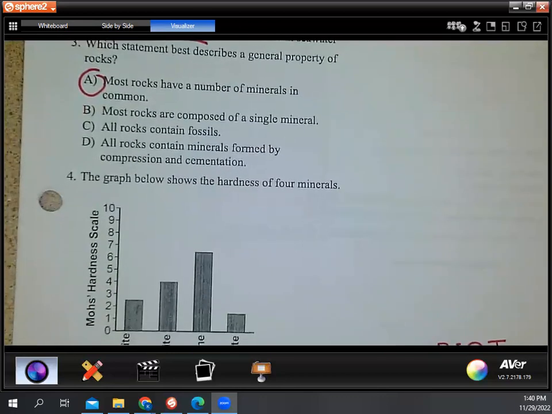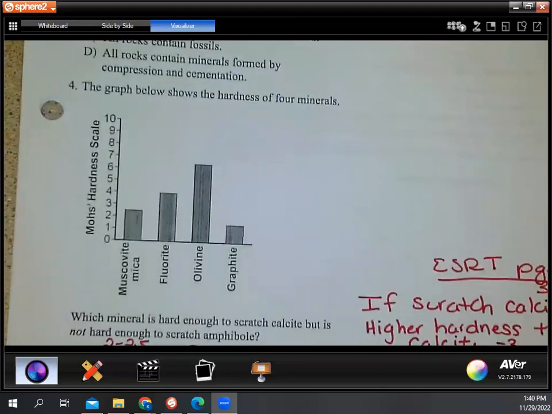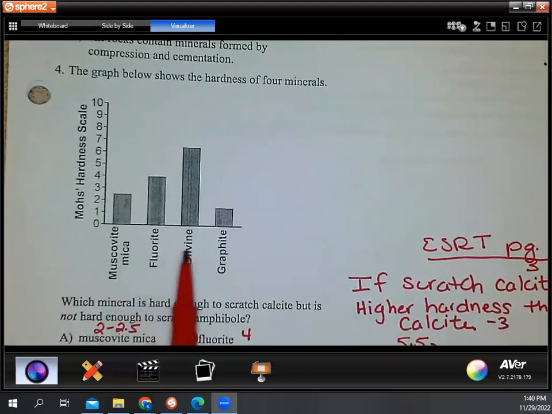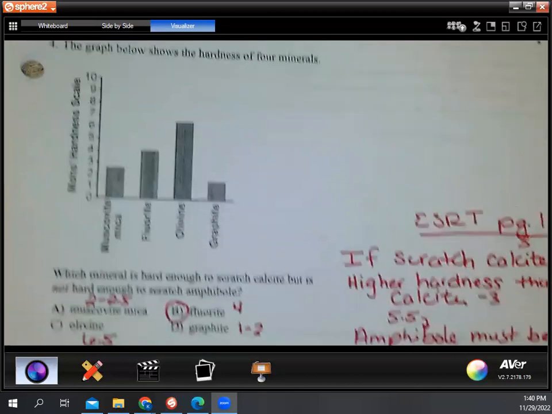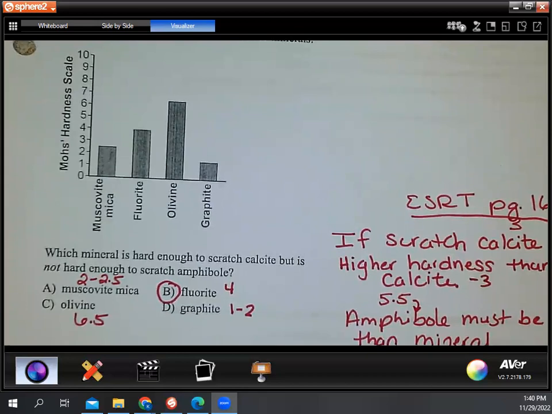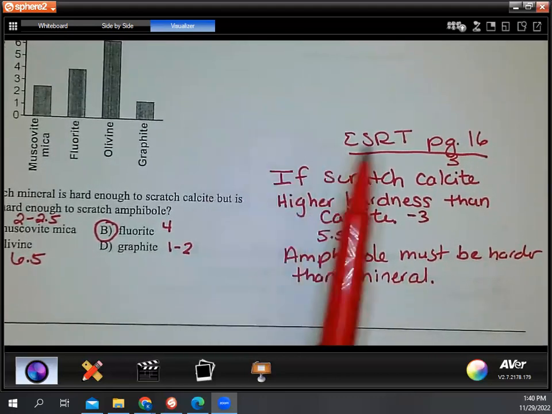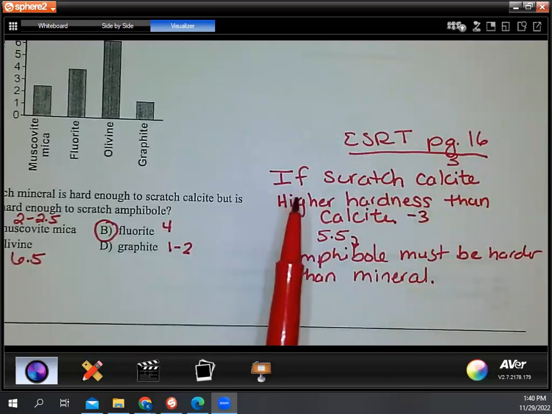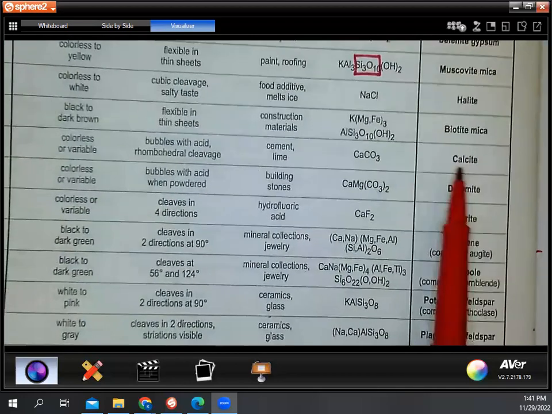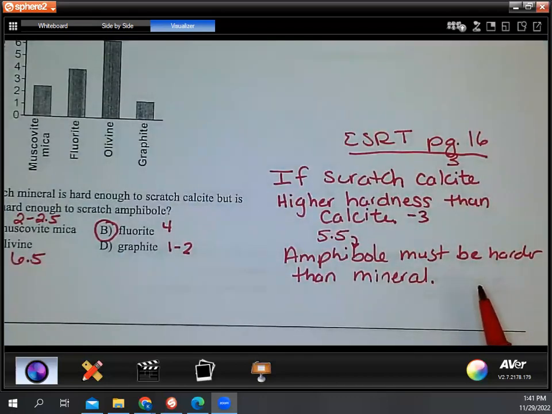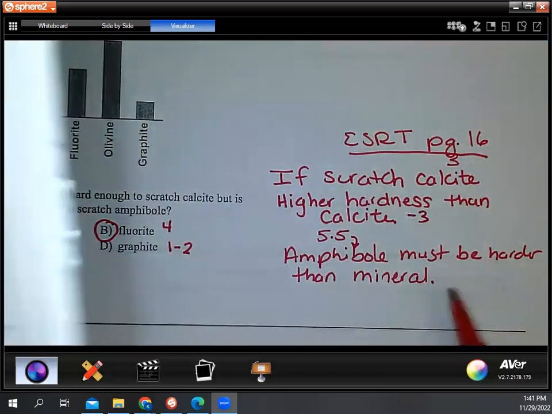Question 4, the graph below shows the hardness of 4 minerals. It has muscovite mica, fluorite, olivine, and graphite. And it says, which mineral is hard enough to scratch calcite, but is not hard enough to scratch amphibole? And I wrote a little note here for you to read. It says, if you scratch calcite, you have to have a hardness higher than calcite. And if I look on the back of my reference table, page 16, here's calcite, and calcite's hardness is a 3. And then if I am scratched by amphibole, amphibole must be a number higher than me.